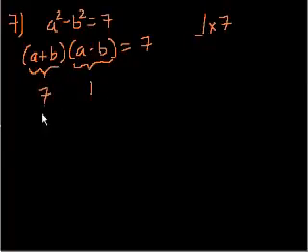So you could eyeball this. You could say, what two numbers, when I add them together, give 7, and when I subtract them, I get 1? And you could say, what if a is 4 and b is 3? Then that works. 4 plus 3 is 7. 4 minus 3 is 1.